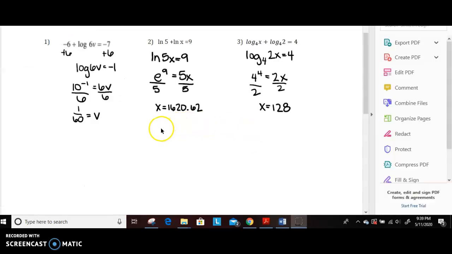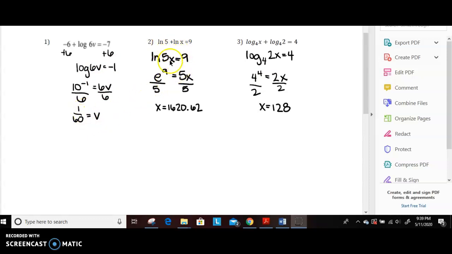All right, for 1, 2, and 3, here are the solutions you should have gotten. One was a little different, but we did have to add 6 to both sides before we rewrote it as an exponential and solved it. We should have got 1 over 60.